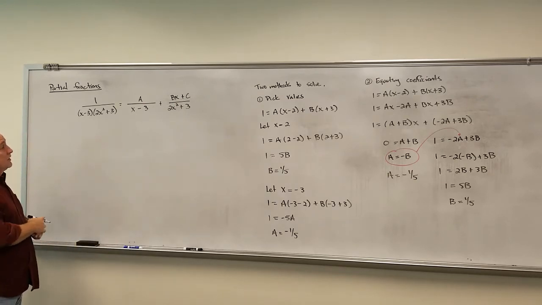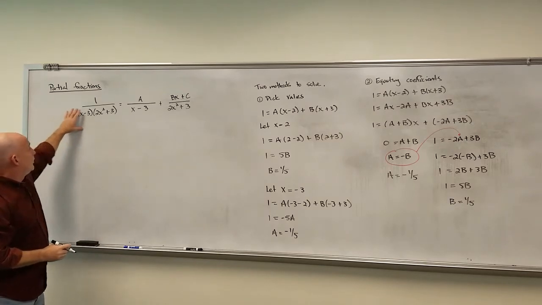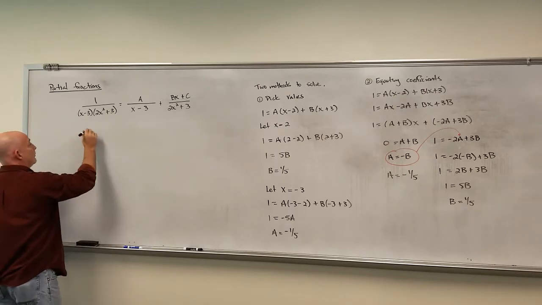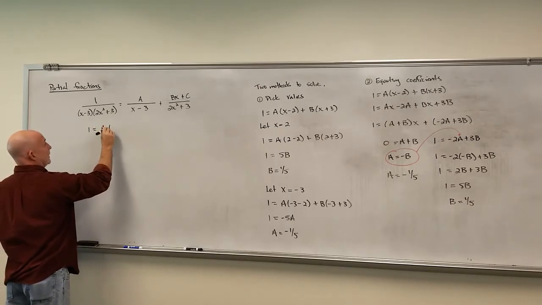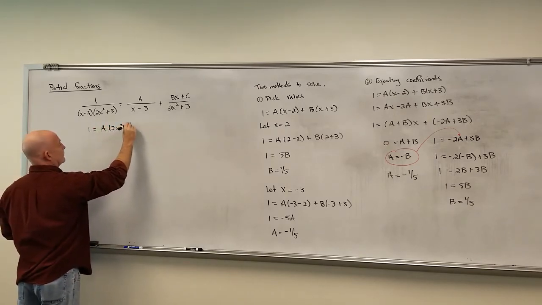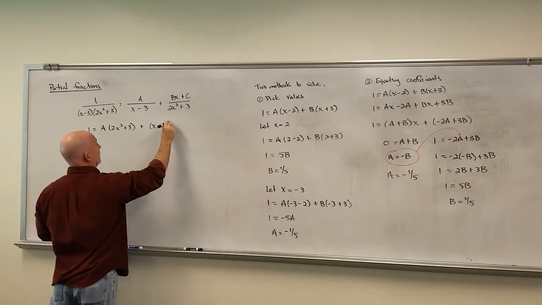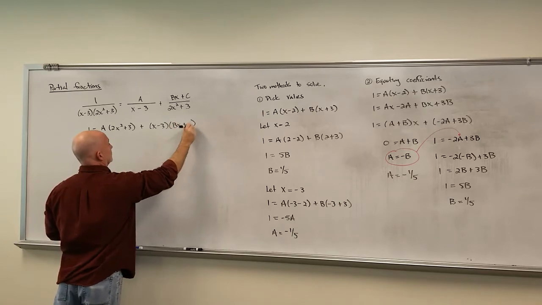All right, so let's clear our fractions, and I'm going to skip a step here. We're going to multiply all 3 terms by this denominator. And that will be 1 is equal to a times (2x squared plus 3) plus (x minus 3) times (bx plus c). Something like that.